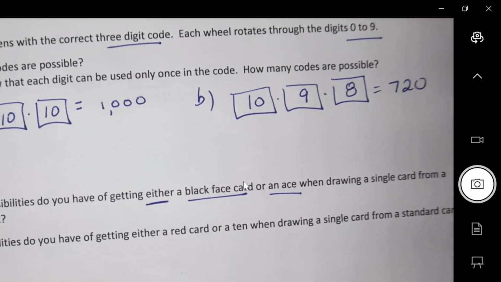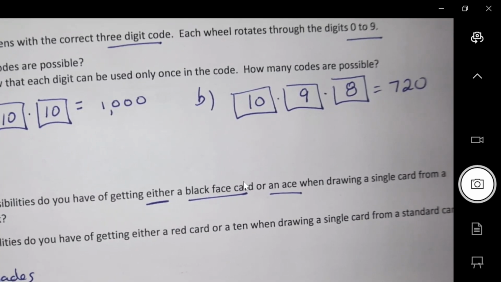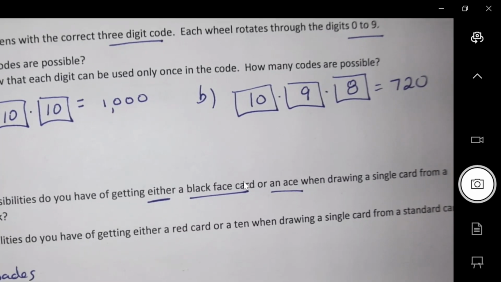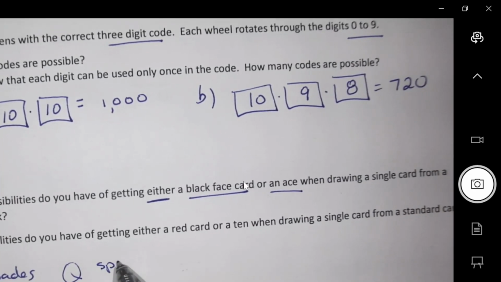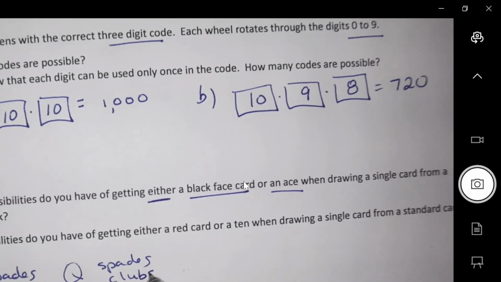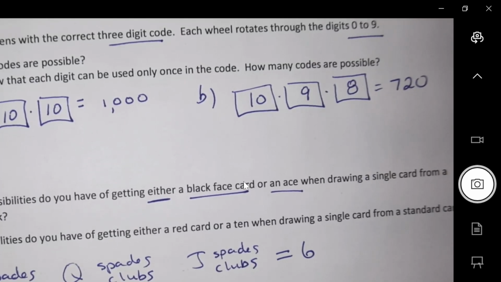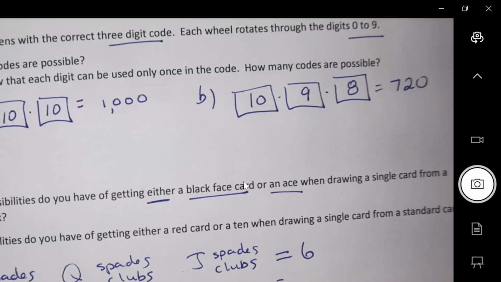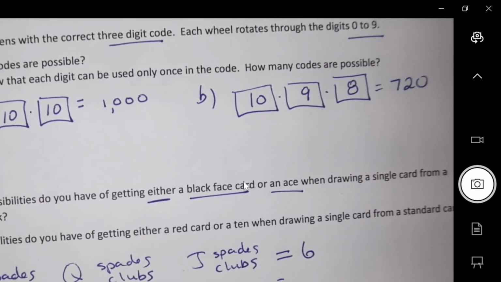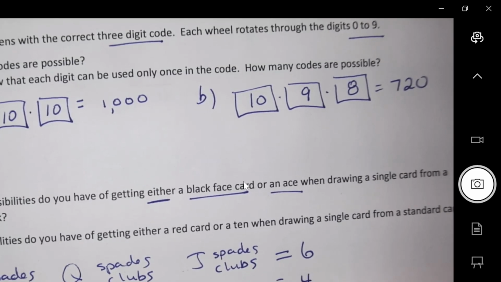Yep, you have king, spades, and clubs. Right? You have a queen. That would be spades and clubs. You don't have to write this down. I'm just showing you. And then you have the jack, and you have spades and clubs. So there's 6 of those. How many aces do you have? How many aces are in a deck? 4 aces. So there's 10 possibilities.